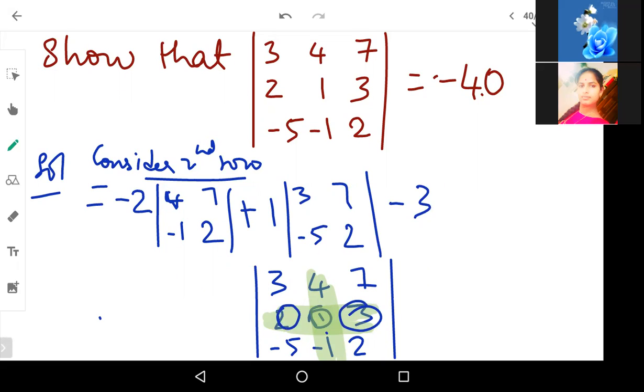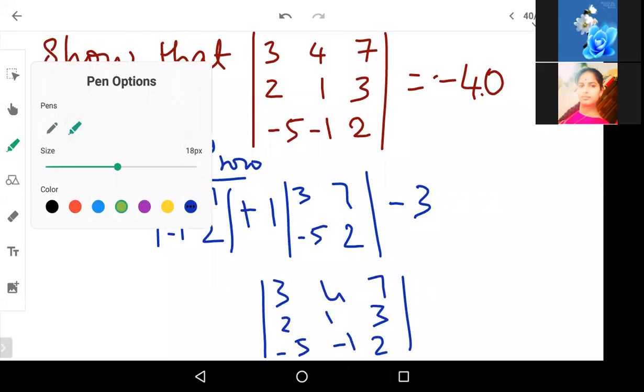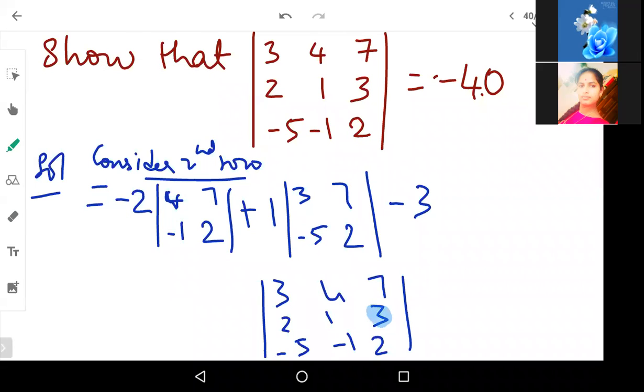Okay. Now finally, since the positional sign is minus plus minus, the last one will be minus 3. 2 is done, 1 is done. So the last one is minus 3. Now for minus 3, again we'll have to write the determinant. So what is the determinant? 3, 4, 7, 2, 1, 3, minus 5, minus 1 and 2. Now if I am taking the 3 value, it will be second row and third column. So when I take out the second row and third column, what is remaining? 3, 4, minus 5 and minus 1.